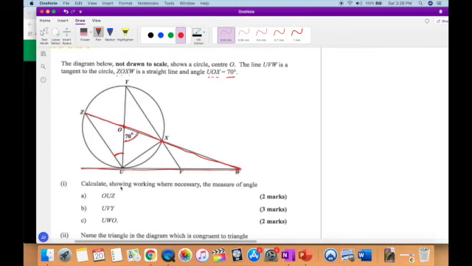Any idea? Angle O here, you mean here? Yeah. Right? Angle O, because they told us this is a straight line, so that will be 180 minus the 70, which is 110. So we know that this is 110, right? This is the angle that we want. So how does that 110 help us to get this angle here?